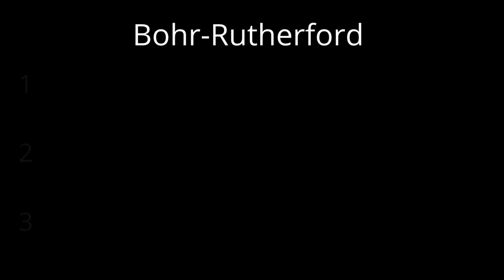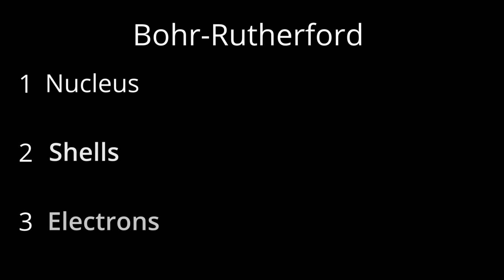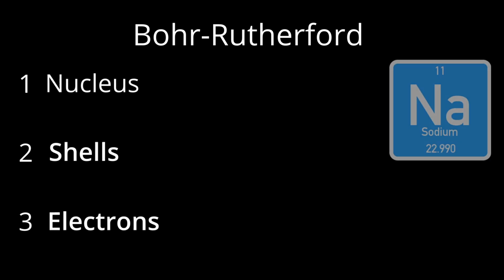Here's how you could draw Bohr-Rutherford and Lewis diagrams the simple way. Let's start with the Bohr-Rutherford diagram. It's very straightforward because a Bohr-Rutherford diagram consists of three different parts: the nucleus, shells, and electrons. I'm going to use sodium as an example.